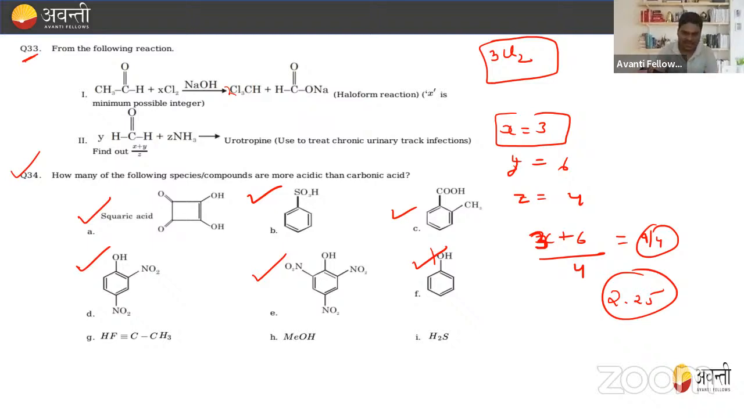So squaric acid, sulfonyl group, carboxylic group, NO2 group, 2,4,6-trinitrophenol, or we can say 2,4-dinitrophenol. These are all more acidic than carbonic acid. So the total number is 1, 2, 3, 4, and 5. So the total number is equal to 5. So a total of 5 out of the following are good acids in nature.